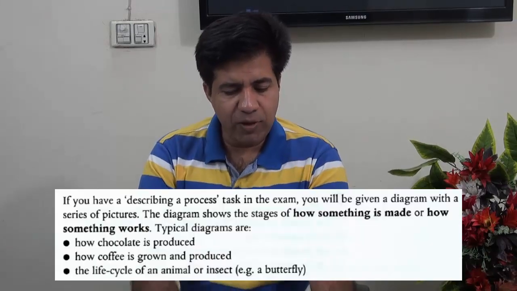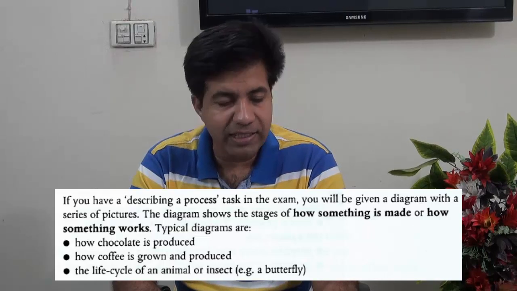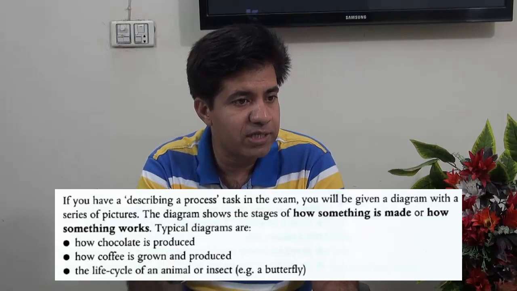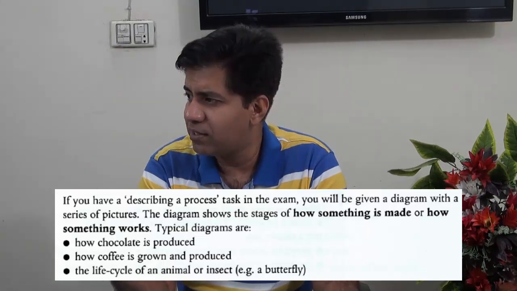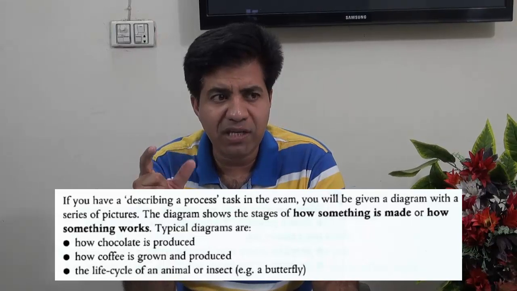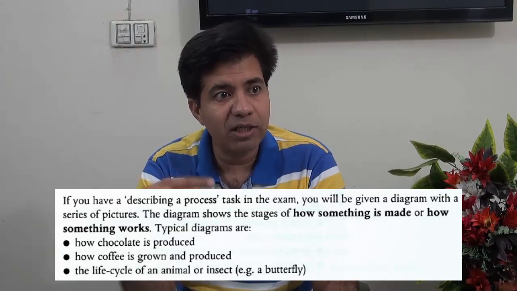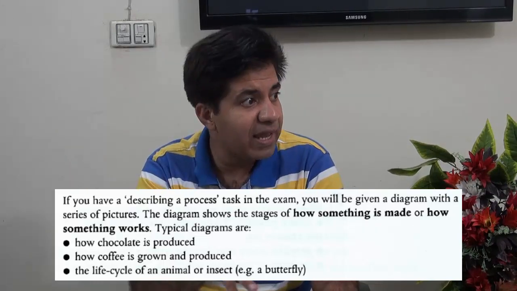Please follow your books. If you have a describing a process task in the exam, they will give you a process and you have to describe that process. Now if you studied chemistry in matric, there used to be a process about making sugar, right? How sugar is made, and some other processes which are mentioned in the diagram. So it's going to be something like that, right?